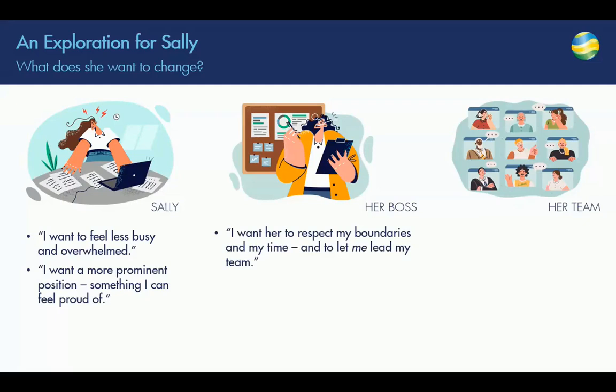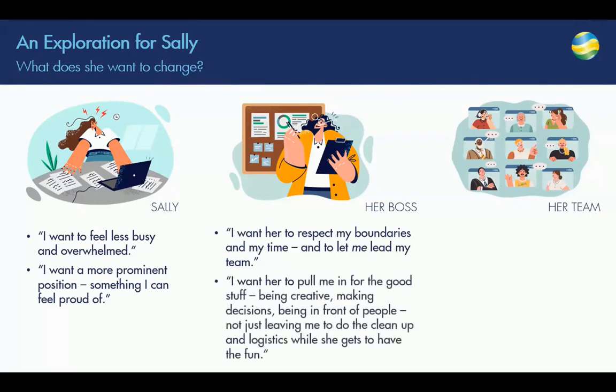With her boss, she really wanted the boss to respect her boundaries and her time, and also to respect her leadership. So if people circumvent her, she wanted the boss to push back and say, no, no, no, you report to Sally, you've got to talk with her about it. And then also she wanted her boss to pull her in for the good stuff. So not only the creative thinking about projects, but also the more visible aspects of executing them, where she could go to the presentations and get some of the credit for it. She was feeling very left out. She was the workaholic behind everything, and not the one reaping the rewards.